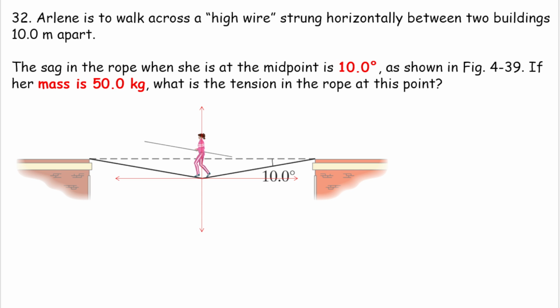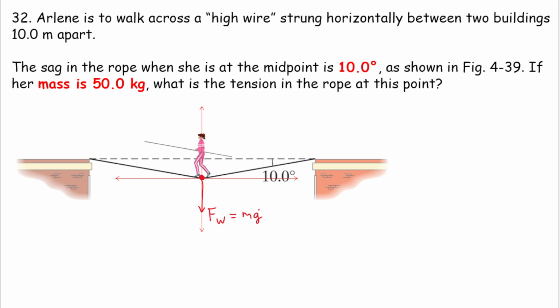Okay, let's draw the forces that work on this rope and use the midpoint of the rope as our reference point. The most obvious force is the weight of Arlene, right? She pushes the rope down by her weight. So I will have this force by her weight, Fw. But then Fw is equal to the mass times gravity.